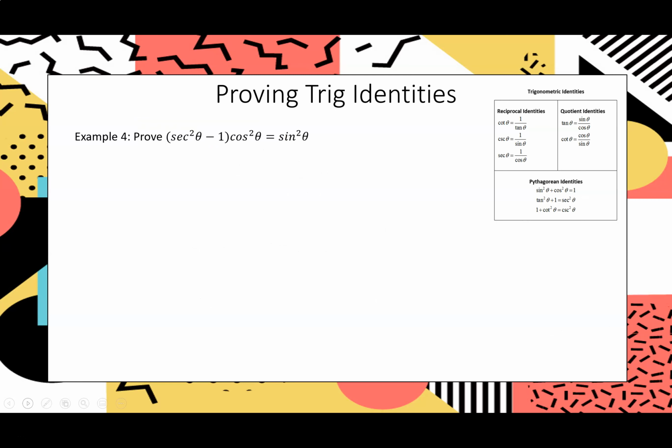All right, let's try example 4 here. We're trying to prove that secant squared theta minus 1 times cosine squared theta equals sine squared theta.